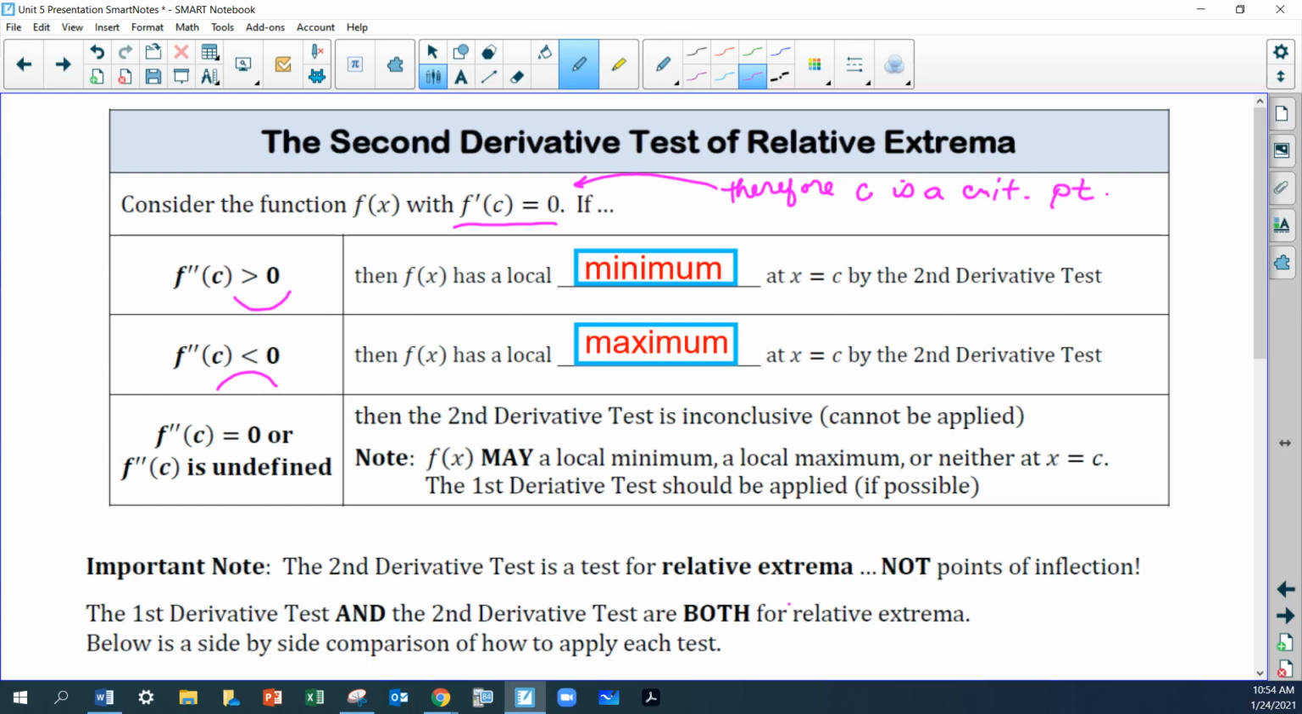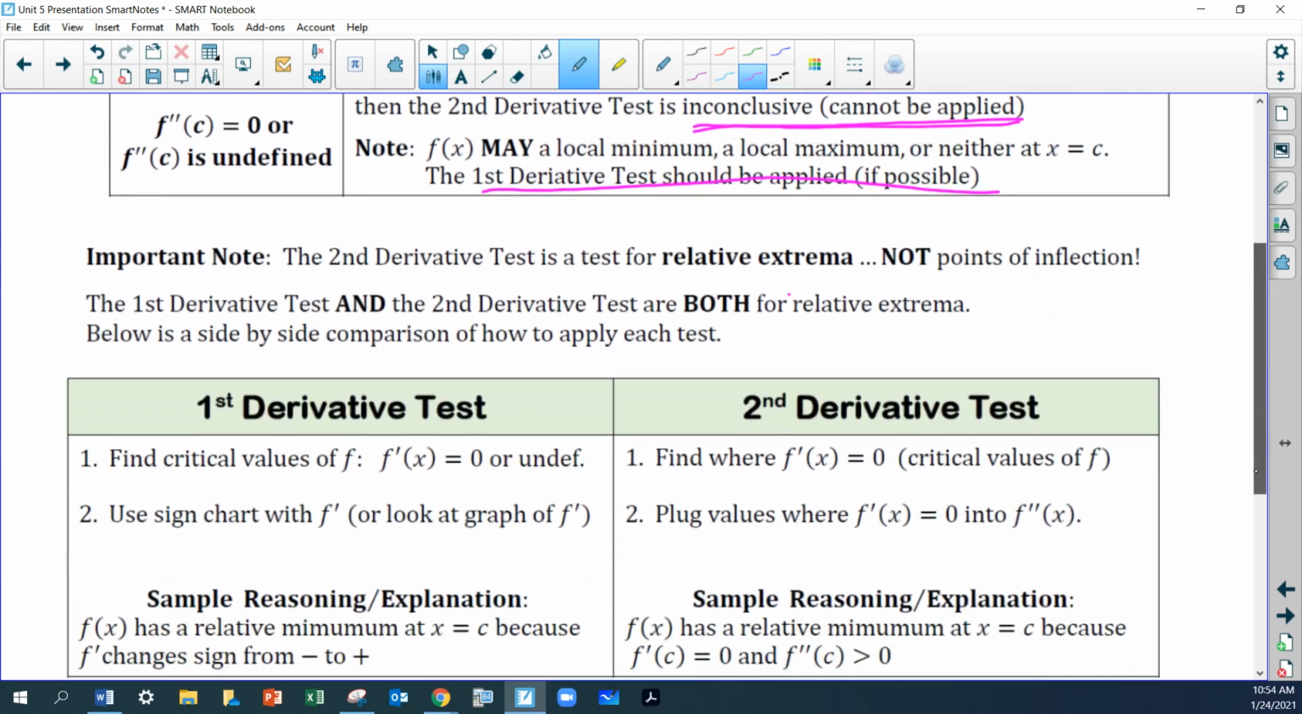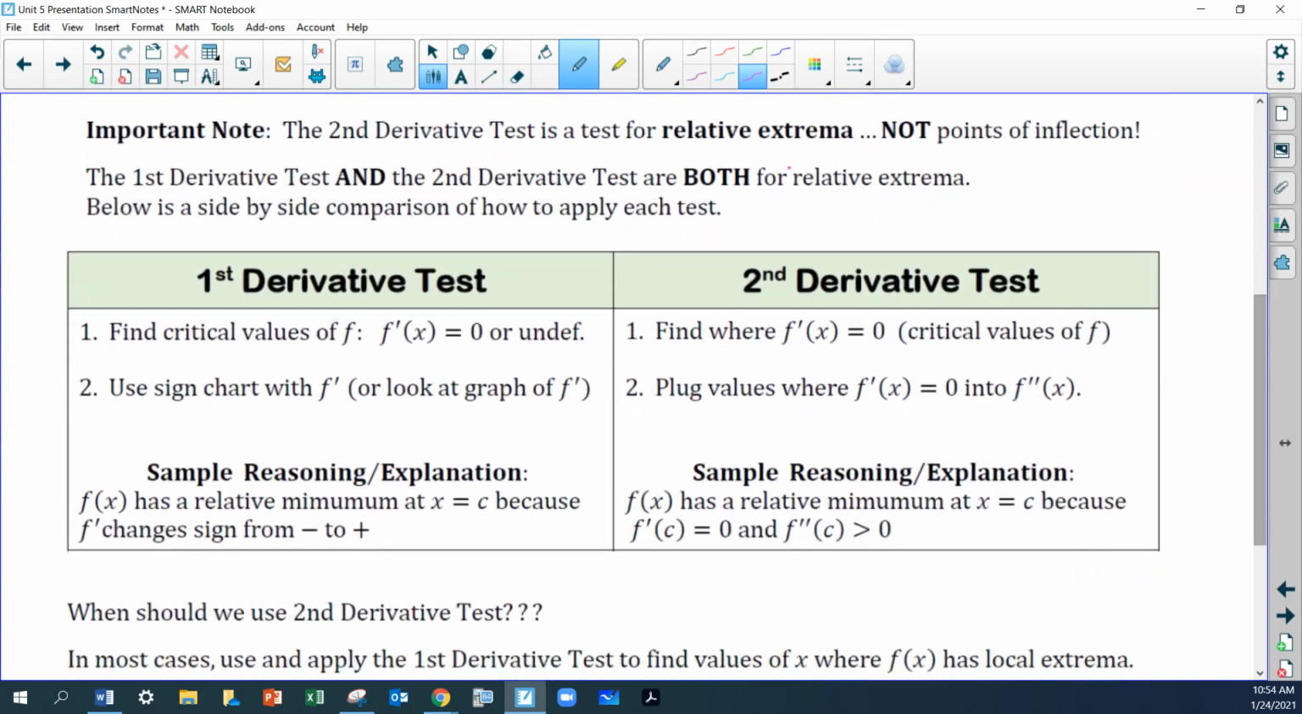If it happens that f double prime equals 0 or f double prime is undefined, then the second derivative test is inconclusive and we cannot apply it. F of x may have a local min, local max, or neither at x equals c. The first derivative test should be applied if possible. Otherwise, I just will not be able to determine max and mins. Another important note, the second derivative test is a test for relative extrema, not for points of inflection.